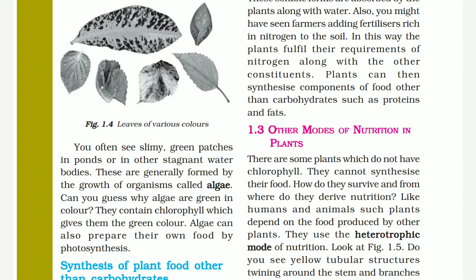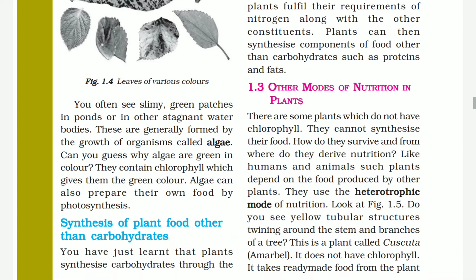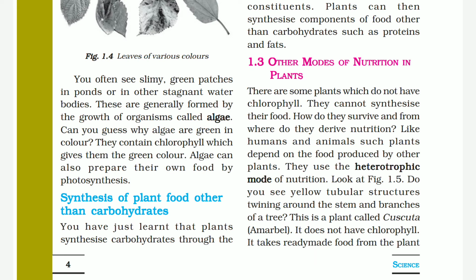You often see slimy green patches in ponds or other stagnant water bodies. These are generally formed by the growth of organisms called algae. Can you guess why algae are green in color? They contain chlorophyll, which gives them a green color. Algae can also prepare their own food by photosynthesis. Wherever our taps are, underneath there are some stones, and on the stones there is sometimes a green coat, which is very slippery and sticky. That is algae, right?